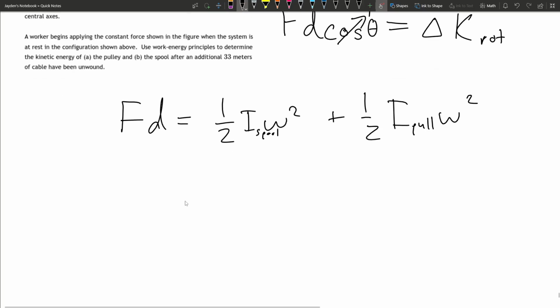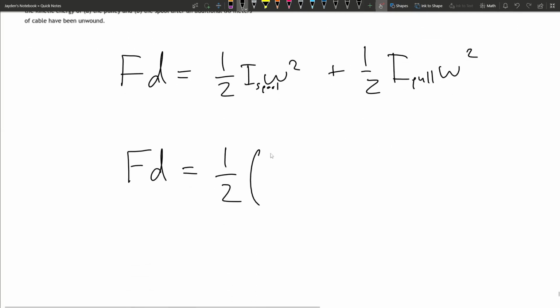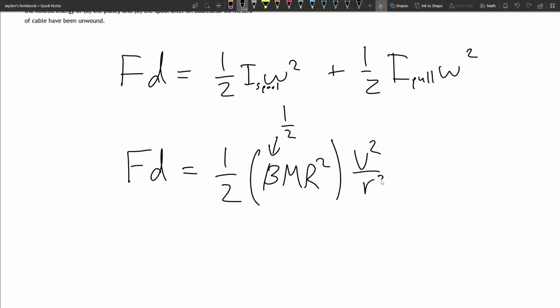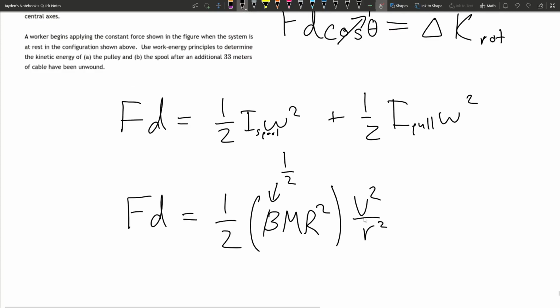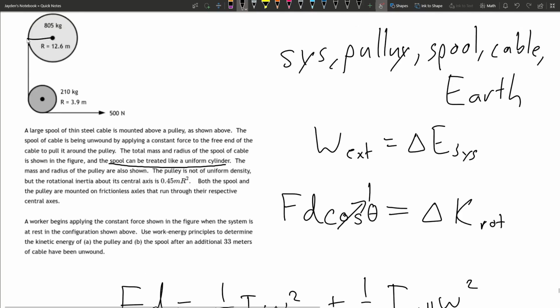Now that we know this, we can factor out some common stuff. First of all, there's a 1/2 in front. And the I of the spool, it says the spool can be considered as a uniform cylinder, which means it would be beta m r squared. In this case, beta would be 1/2 because it's a cylinder. And omega squared is the same thing as v squared over r squared. But r depends on the contact point. So for the omega of the spool, it's going to use this r right here.